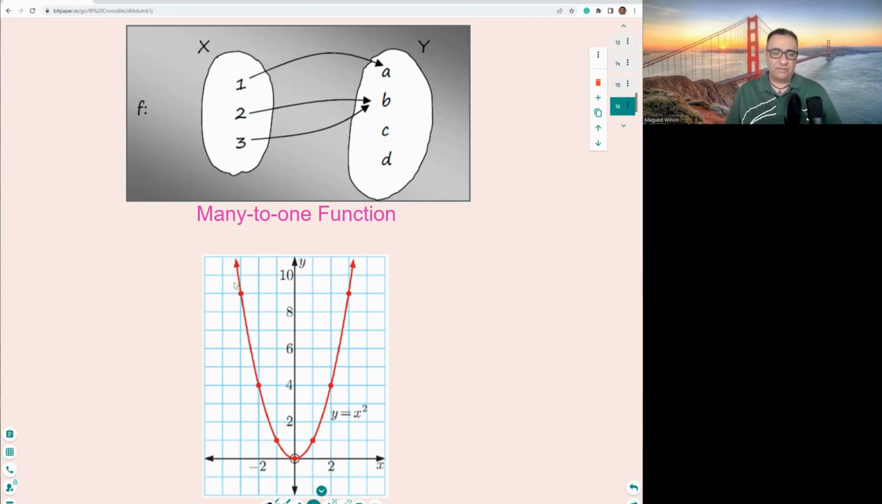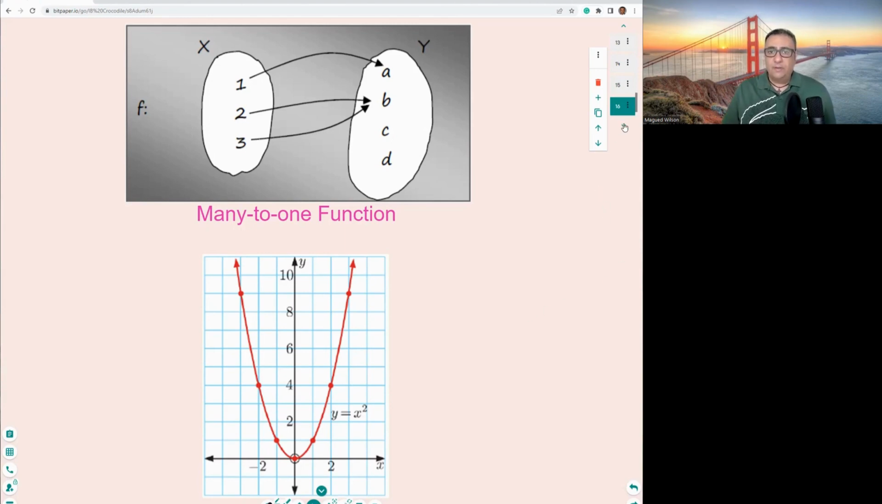So for example, this is the graph representing the parent function f of x equals x squared. So when you look at, for example, when x equals 2, y equals 4, while when x is negative 2, y is also 4. So is it a function? Yes, it is a function, but it's just a special type. It's called many to one function.